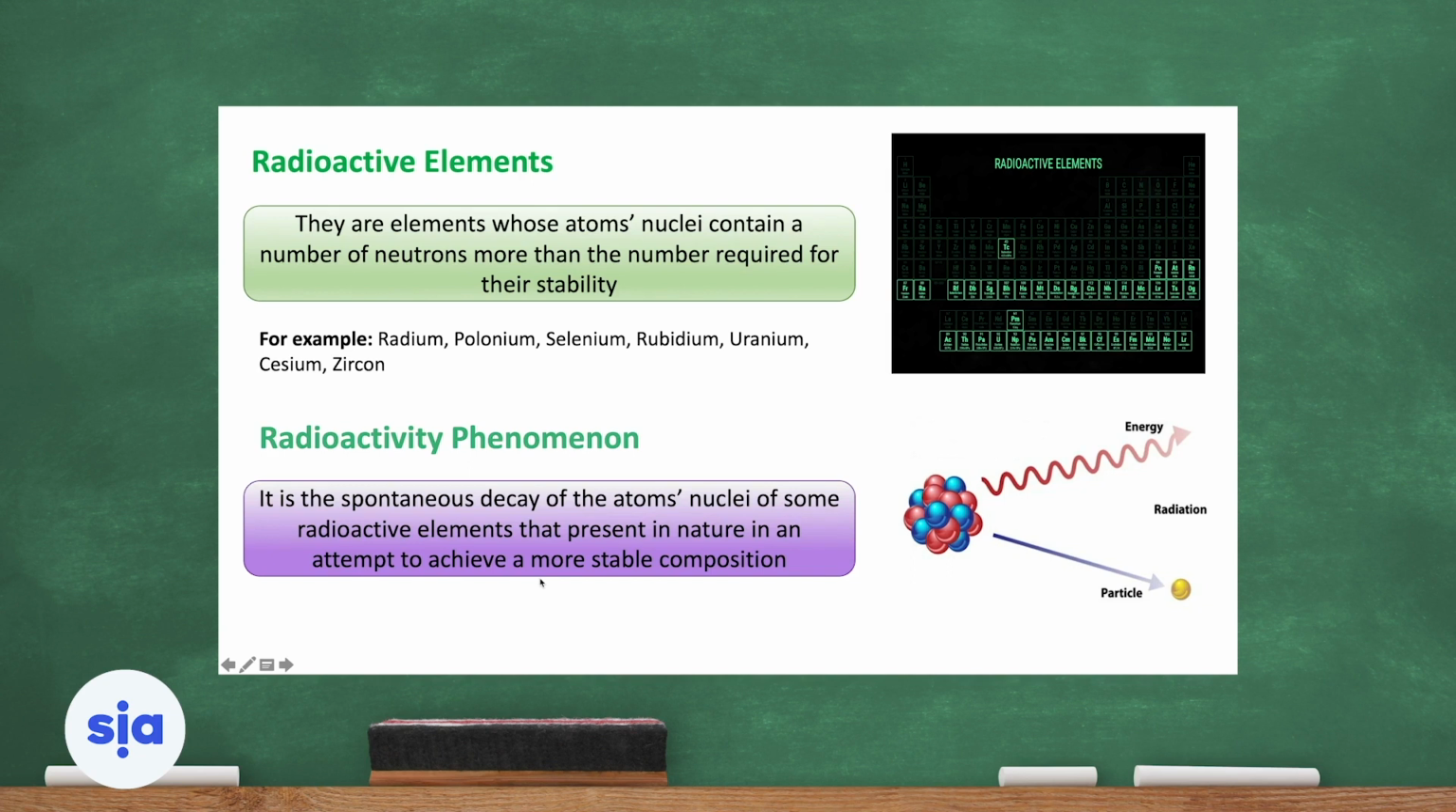So why are the atoms of the radioactive elements showing radioactivity phenomena? Because they want to reach stability. They are emitting energy in the form of invisible radiations in order to reach stability. Of course, due to presence of more neutrons in the nuclei of the atoms.